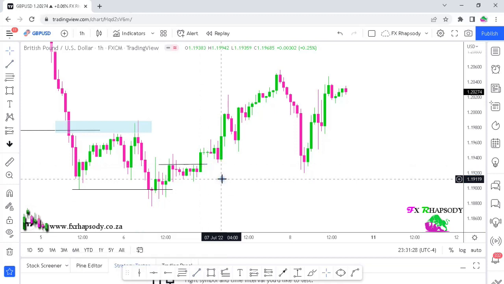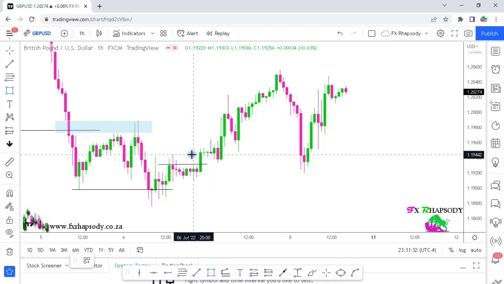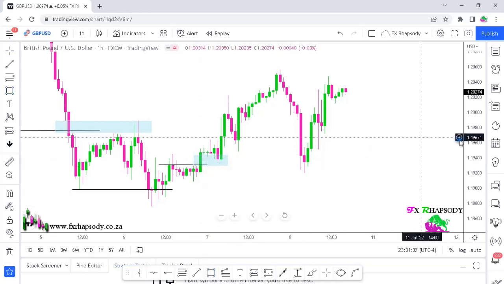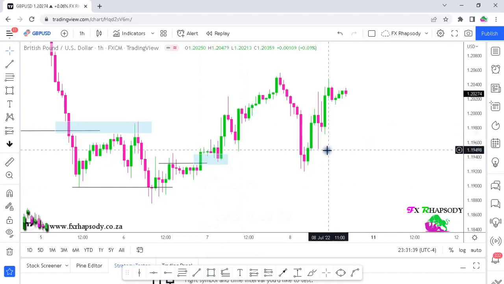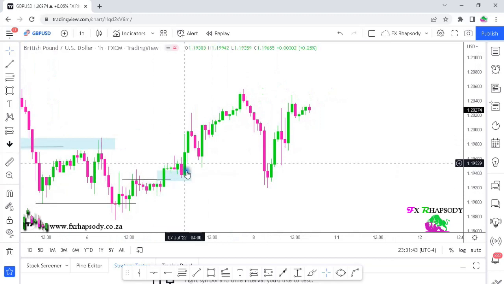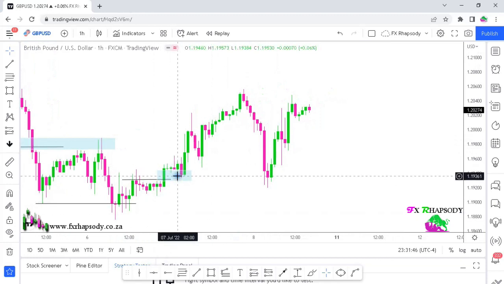Okay, that's the area that it broke. It created that fair value gap, or that gap in the market, very slightly, and these are nice orders that you can take. So price retracing back into that area, then it started pushing up again.